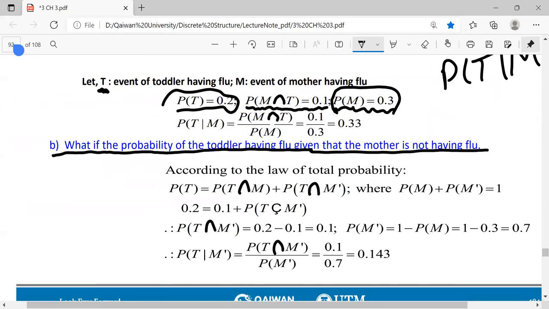According to the law of total probability, the probability of toddler having flu is the probability of toddler having flu and mother having flu, plus the probability of toddler having flu and mother not having flu. Here, the probability of mother having flu plus the probability of mother not having flu is one, because the probability of any event plus the probability of its complement is one. These two are complements of each other, so their probabilities must sum to one.